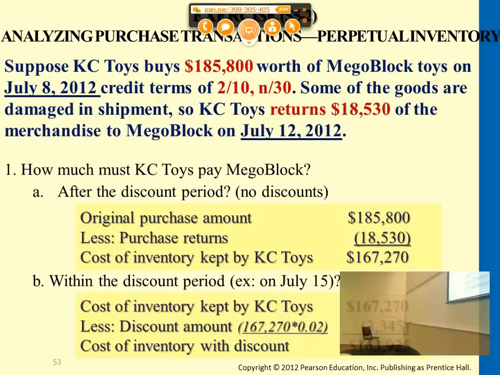The total cost of inventory will be the original cost minus the part that you returned to the company. The second case is if we do pay within the discount period, you get a few percent off, 2% off, let's say. Here you reduce the inventory cost by an additional $3,000. So this cost of inventory with discount is paid within a period of time, within 10 days. Then you get 2% off the inventory cost after considering the part that you returned to the seller.